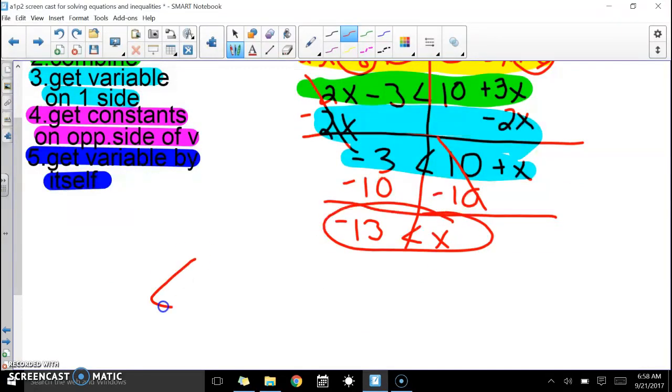And if I wanted to graph that, oh, hold on a second. My variable's on the right side, and it needs to be on the left. So that means I need to flip it, because if we don't do that, then we get our graph wrong. If I'm at negative 13, my circle is open. This is telling me to shade to the right.